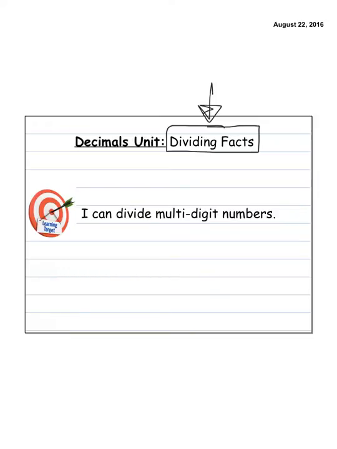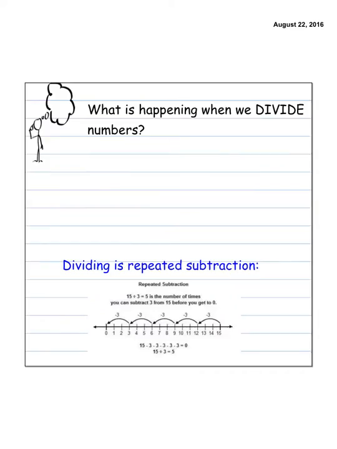Remember, multi-digit is more than one digit, with 0 to 9 as the digits. So, like 23, 105, 1,000, things like that. What is happening when we divide numbers? When we multiply multi-digit numbers, we know that our answer is going to be bigger. When we divide numbers, we're taking a number and dividing it into groups, so we know that our answer is going to be smaller.